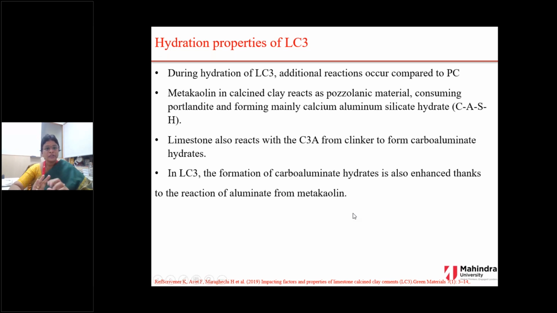If you want to compare the hydration properties of LC3 with respect to ordinary Portland cement, there are additional reactions which occur when compared to Portland cement. What are these additional reactions? It is the ternary blend: the clinker, the limestone, and the calcined clay. It reduces the amount of Ca(OH)2 produced by Portland cement through dilution. So when we add limestone to calcined clay in the ternary blend, instead of monosulfoaluminate, it forms hemicarboaluminate and monocarboaluminate.